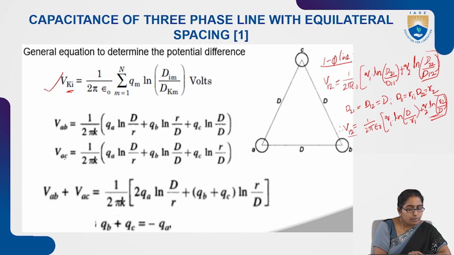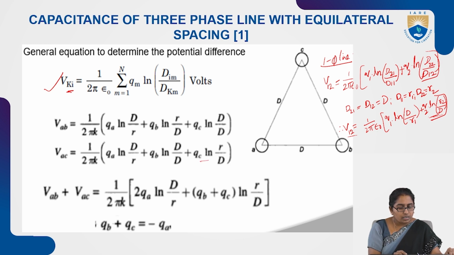Next, VAC, the voltage between the conductors A and C. So, 1 by 2 pi epsilon, QA, the first term is with respect to conductor A, QA log of D by R. Then the second term is with respect to conductor C, so QC log of R by capital D. Due to conductor B there is no term, but conductor B is there in the picture, so QB into log of numerator and denominator, both with respect to distances.